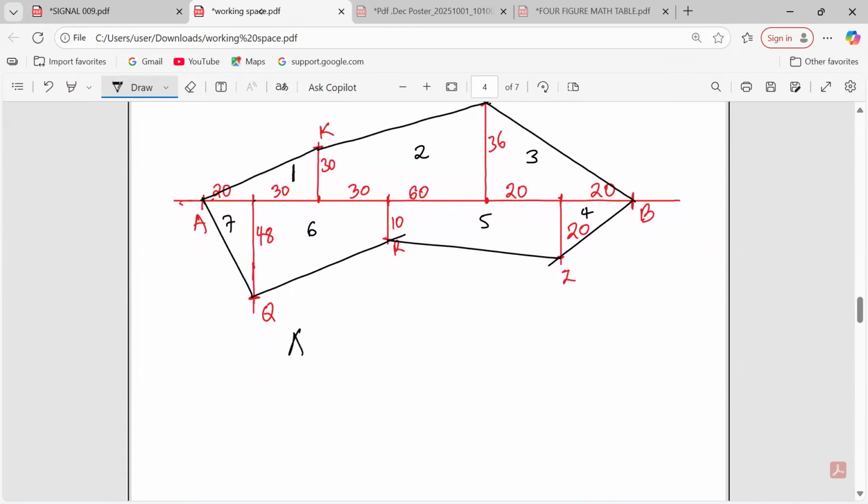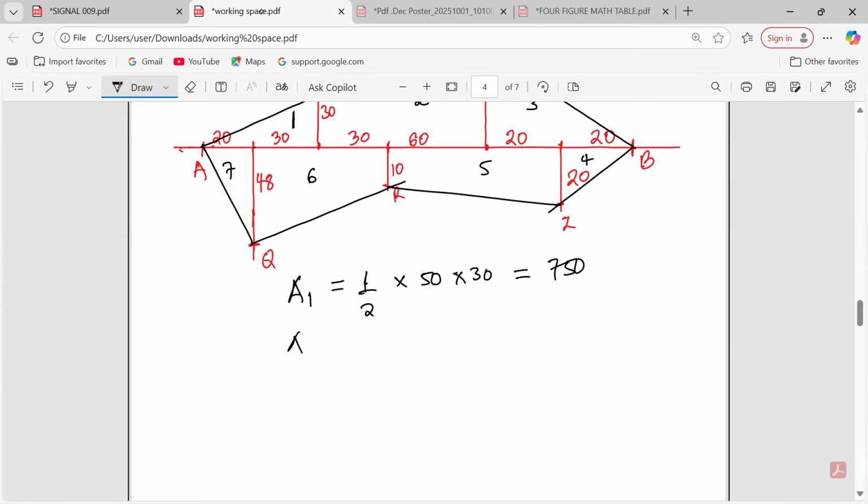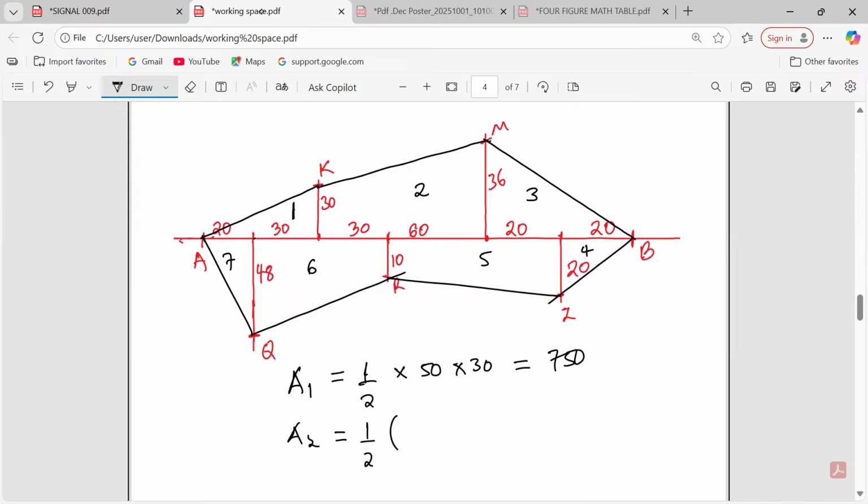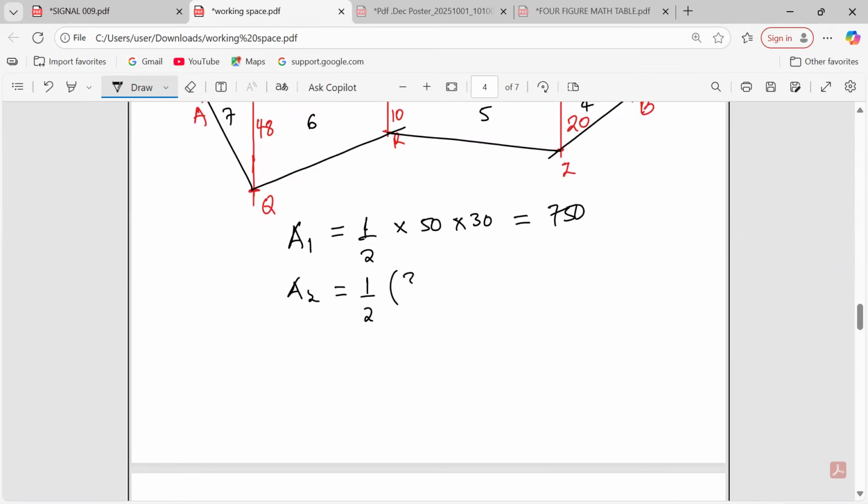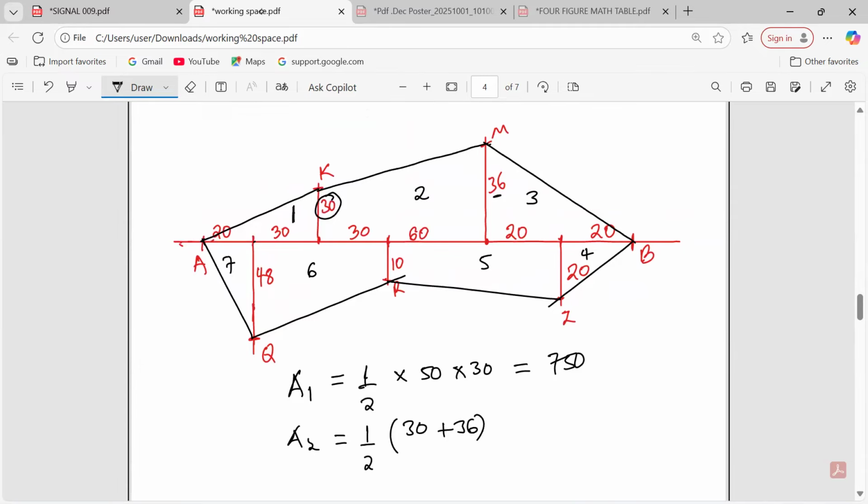Look at area 1, triangular. So half times a base of 20 and 30, 50, and a height of 30. This is supposed to give us exactly 750 square centimeters. The next, area 2, is trapezium in shape. So half the two parallel sides, which are 30 and 36, and the perpendicular height between them, not km.